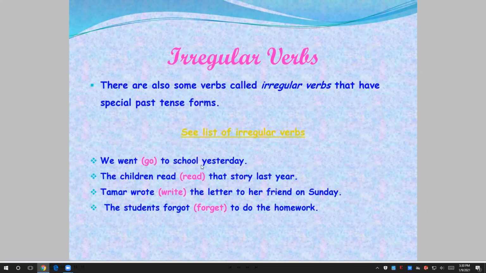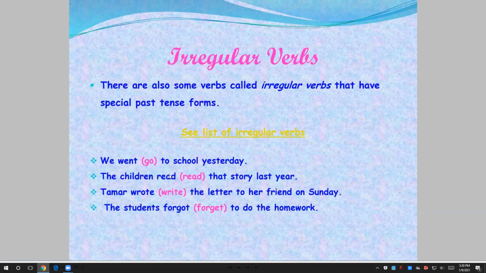Like, we went to school yesterday. So instead of go, we cannot say that we goed to school yesterday, because this is an irregular verb. So you need to know what irregular verbs are. You cannot add ed after these irregular verbs in order to make them past or past participle. So you need to learn what could be the past form and what could be the past participle form. You can have a list of these irregular verbs, and then you should know that with these verbs you cannot add ed. So we went to school yesterday.